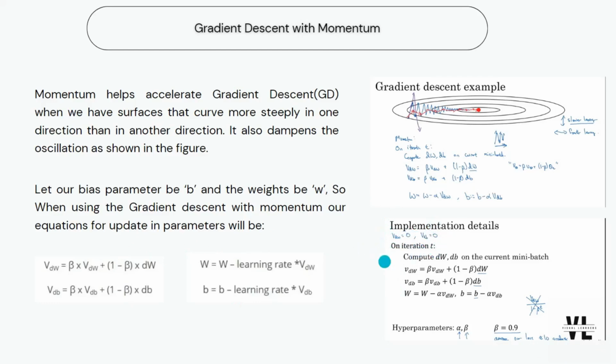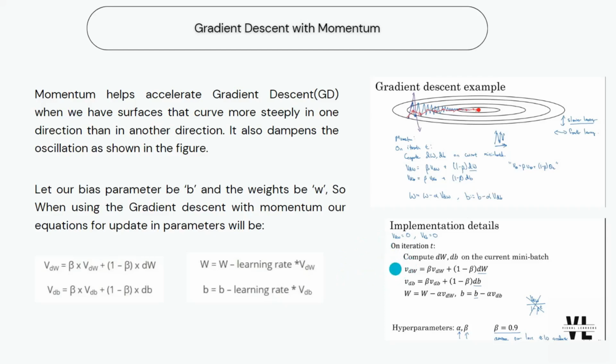And on iteration t, we first compute the gradients for the current mini-batch. This is basically the same thing that we have done before. For gradient descent, we just use the dW and db directly to adjust the weights, but now we're going to use the newly computed VdW and Vdb for adjusting the parameters.